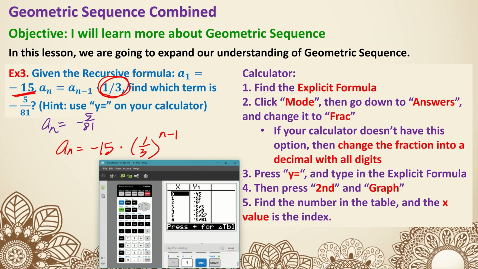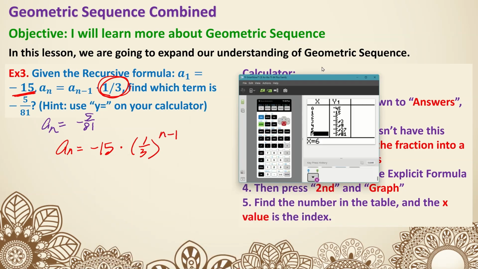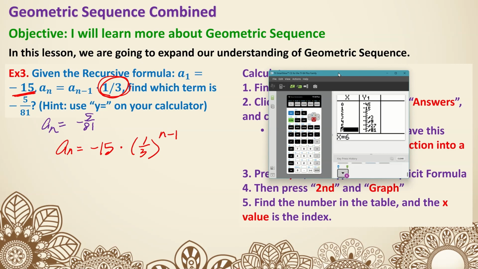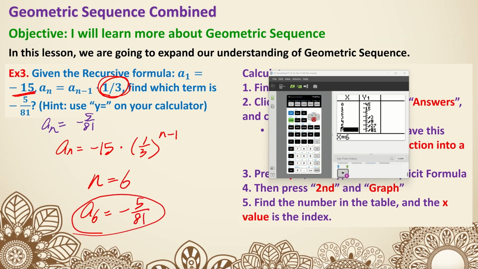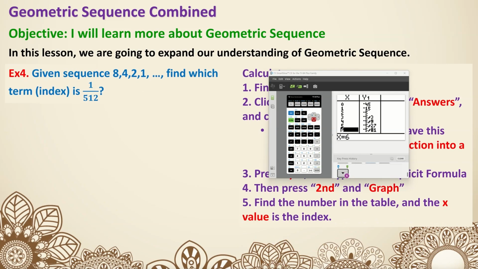So as you can see, the first term is negative 15, and then it's multiplied by 1/3, multiplied by 1/3, and keep going down. So we're going to go down, and as you can see, negative 5 over 81 is when x equals 6. So in that case, we can actually draw a conclusion. n equals 6. So a sub 6 is going to give us negative 5 over 81. There you go. So that is the process. Now you can actually try it, the same process, with example 4.